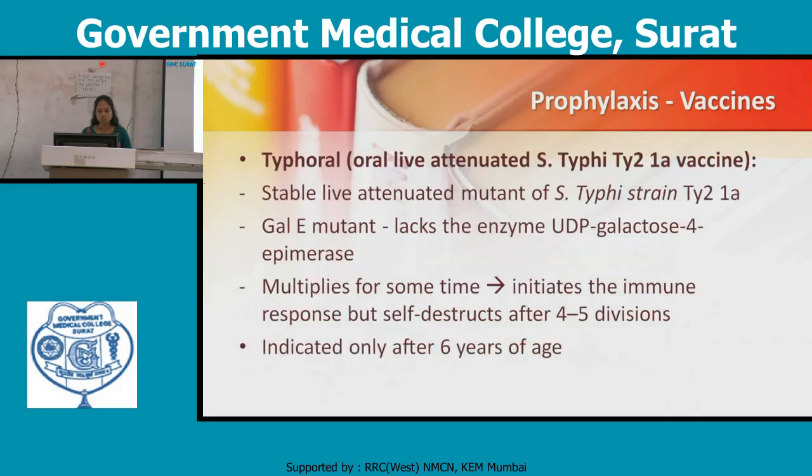Typhoral, oral live attenuated S. typhi Ty21a vaccine. That is a stable live attenuated mutant of S. typhi Ty21a, a galE mutant, lacking the enzyme UDP-galactose 4-epimerase. It multiplies for some time to initiate the immune response but self-destructs after 4 to 5 divisions. Indicated only after 6 years of age.